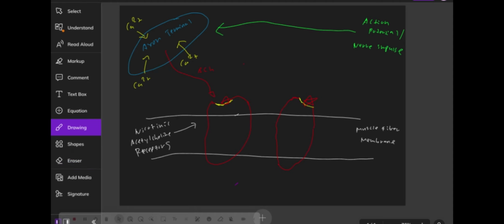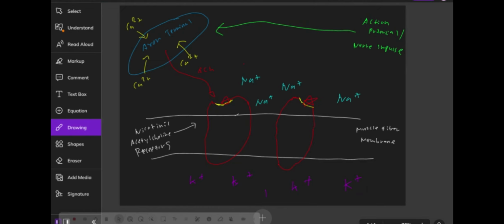So inside the muscle fiber membrane there's going to be potassium ions, so K+. I'm going to draw that on the inside of the cell membrane, and then on the outside there's going to be sodium ions, so Na+ on the outside.